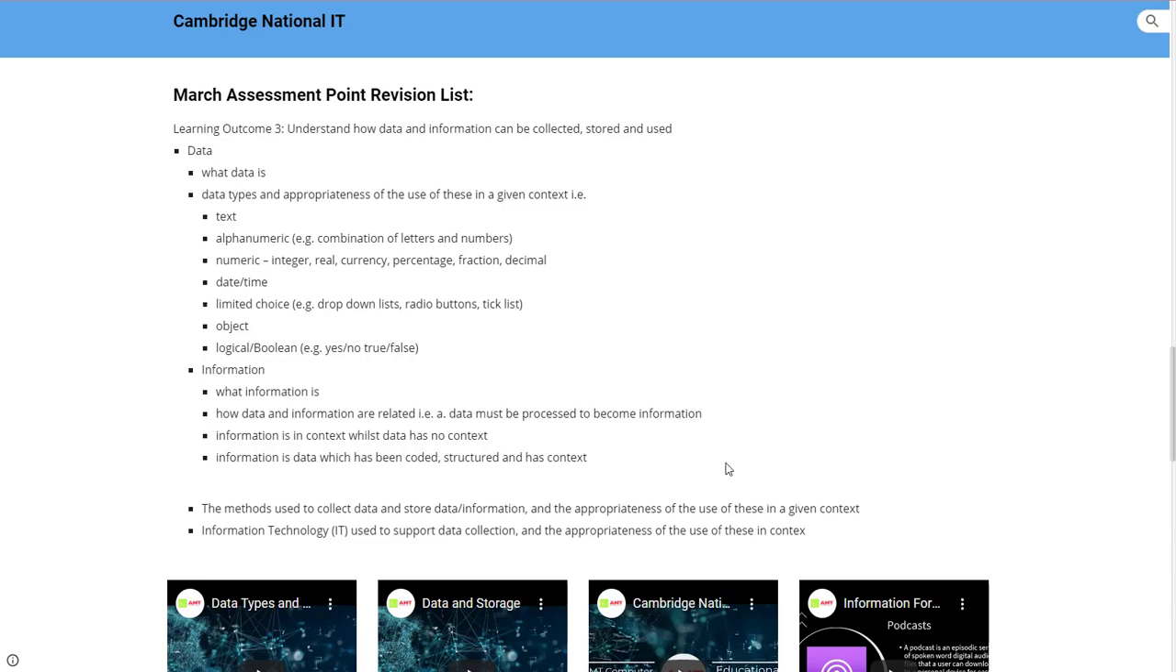But that's your March assessment point revision list. That's it talked through. And now you must go away and revise those elements and make sure you are absolutely firm in the knowledge of when these might be used and how they are used and how they could be used in different contexts.